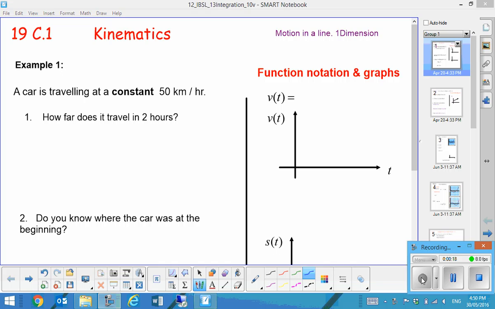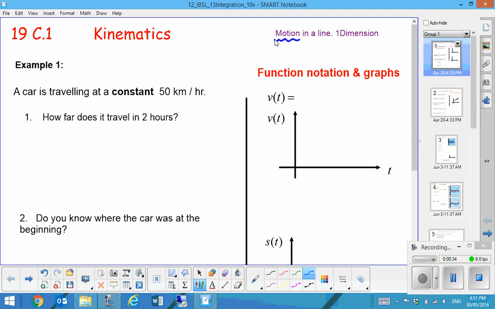19C1 and 2, basically we're applying all your calculus to movement, or the kinematics. So we start off with a simple example where we're looking at a car travelling at a constant speed of 50 kilometres per hour. And remember, we're only looking at things that are moving in one dimension, in a line, not in two dimensions like projectile motion, that some of you would have done in physics.